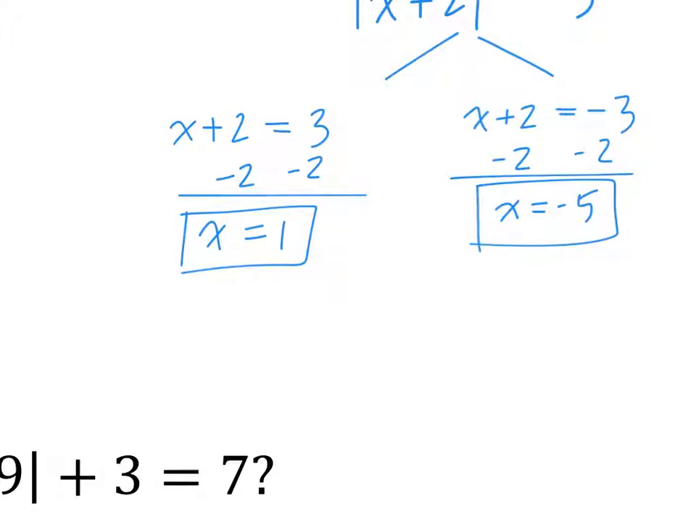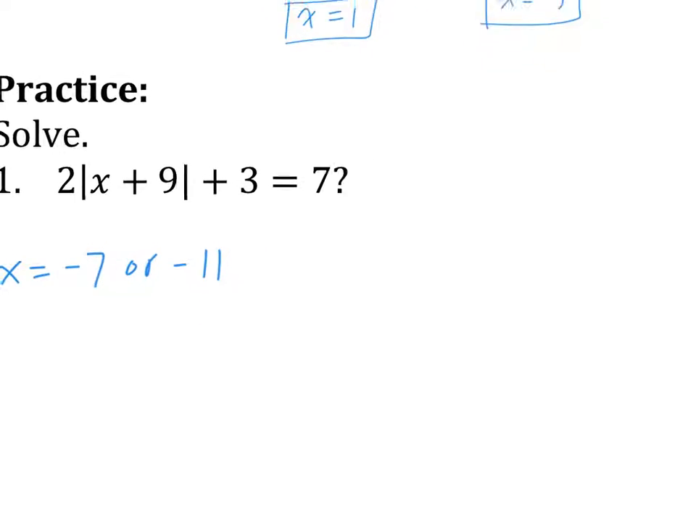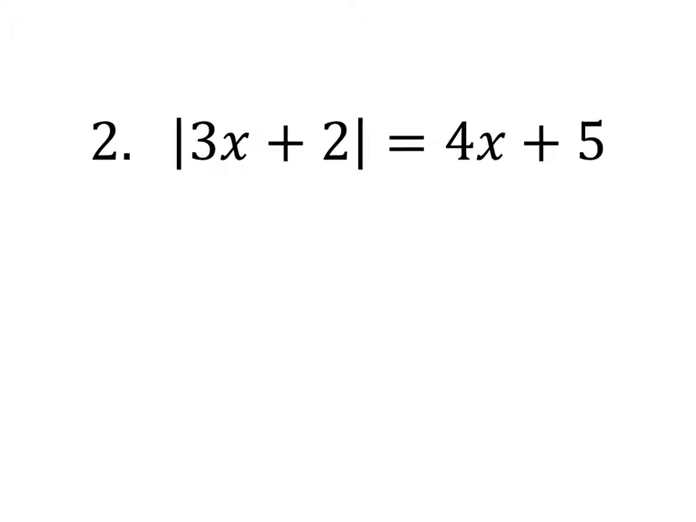Okay. All right, let's have you try one yourself. Let me know when you have the answer. Okay, on the first one, you should get x equals minus 7 or negative 11. On the second one, if you're not sure because it looks a little bit different from the question we did, it does look different. On the right-hand side, it's no longer just a number. It has a variable, but do the same thing.